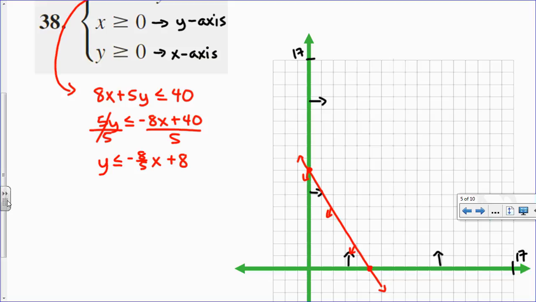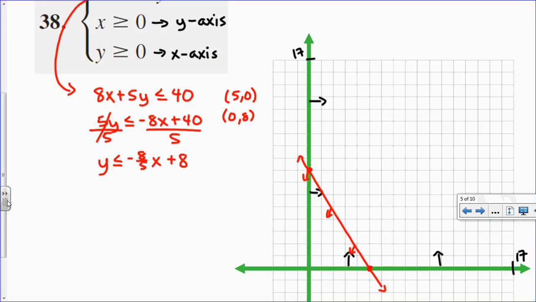I also wanted to show you that you could graph that line using your x and y intercepts. So remember that cover-up method. If you want your x-intercept, you cover up y. So 40 divided by 8, so 5, 0 is a point, and then 0, 8 is a point. Okay, so you could graph it like that.